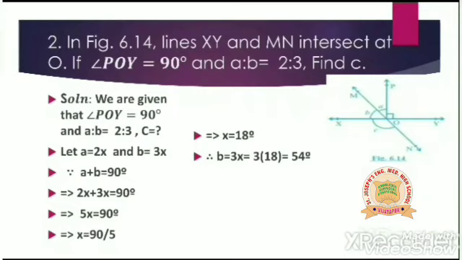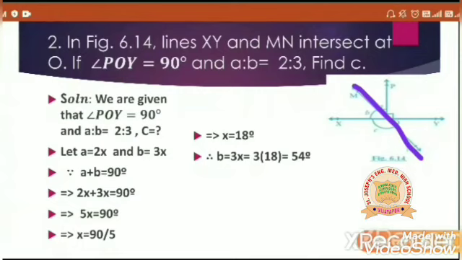We know MN is a straight line. We need to find out angle C. If you get angle B, you can easily find angle C, because MN is a straight line, so angle MOX and XOY, which becomes XON, form a linear pair. That's why we are taking only angle B. Angle B is equal to 3x, 3 into 18, which is 54 degrees. If you write angle A equal to 2 into 18, that is also fine, there is no problem with it. But we need only B, that's why we take 3x. In place of x we have substituted 18.